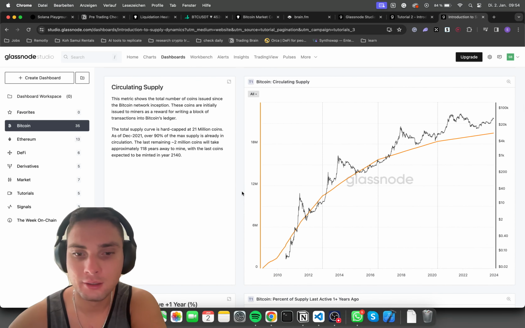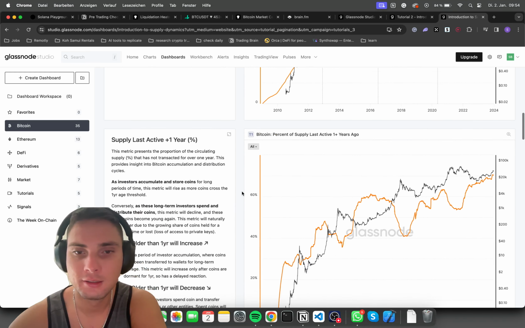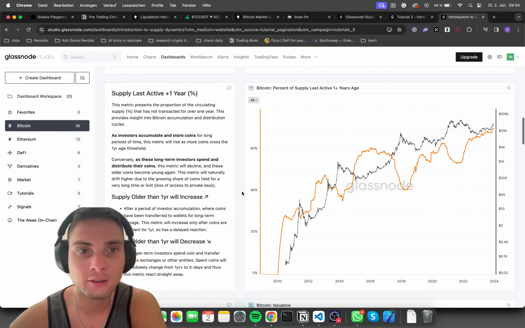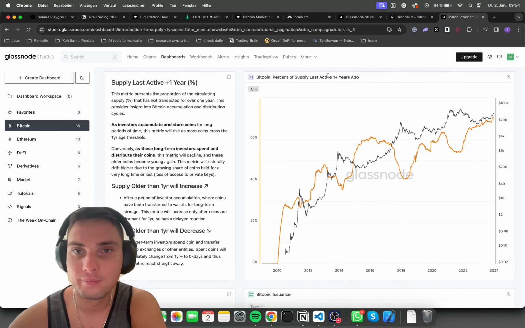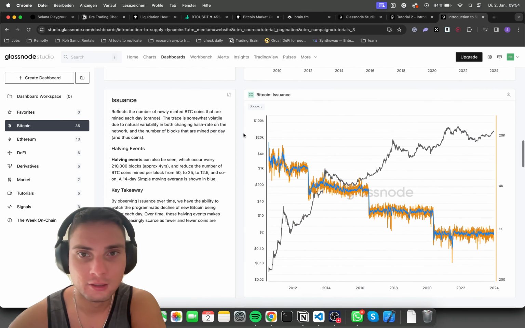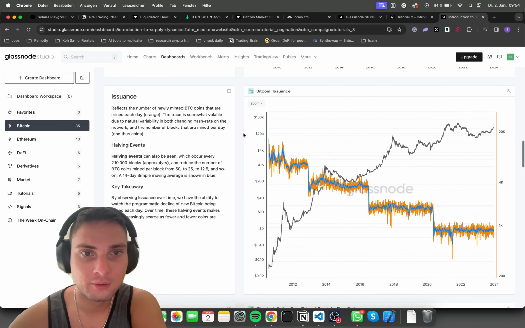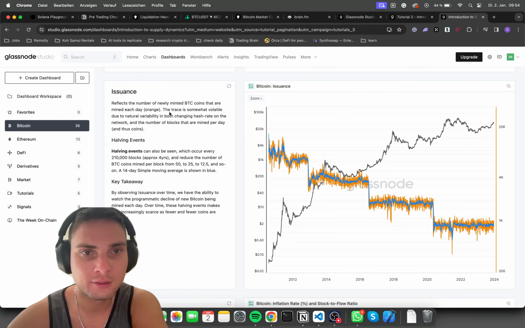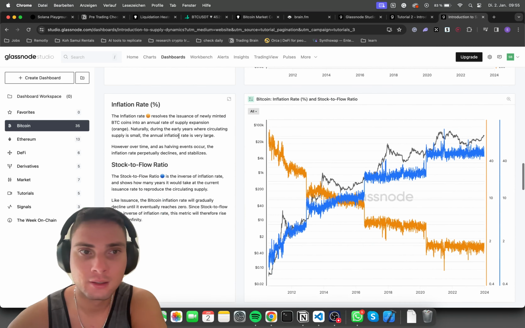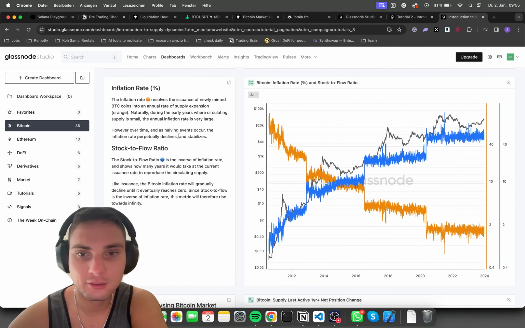Bitcoin circulating supply, yeah. Okay, that's clear. I think that's just the same, just having its own chart. Issuance reflects the number of new Bitcoins that are mined each day. Okay, goes down with your halvings. The trace is somewhat volatile. Yeah, clear. Inflation rate. Yeah, clear.